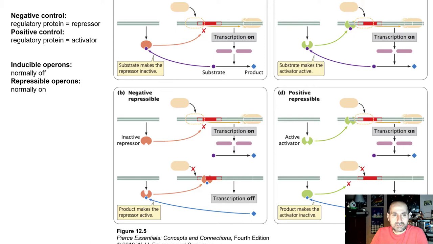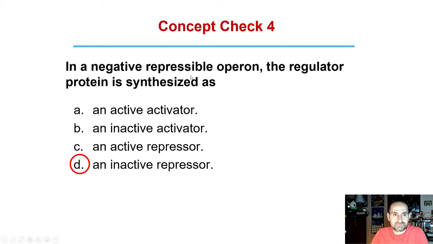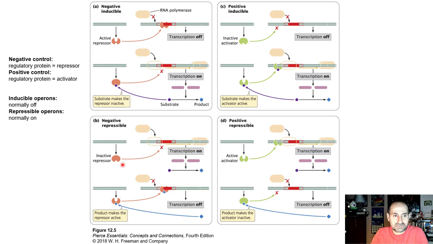So by understanding that now, does this make more sense? In a negative repressible operon, the regulator protein is synthesized as an inactive repressor. See, this is an inactive repressor. Why? Because my gene is normally on. If a repressor was active, my gene wouldn't be normally on. Does that make sense? The inactive repressor needs to be activated by some product, right? Some product. So let's look at the other examples here.